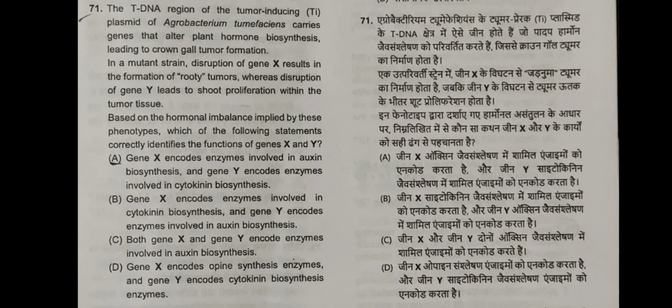And then the second paragraph: in a mutant strain, disruption of gene X results in the formation of rooty tumors, whereas disruption of gene Y leads to shoot proliferation within the tumor tissue. Okay, so within the tumor there is shoot formation and root formation. Shoot is the upper part of the plant and root is the lower part of the plant inside the soil, based on hormonal imbalance implied by these phenotypes, that is, the outer appearance of the organism.